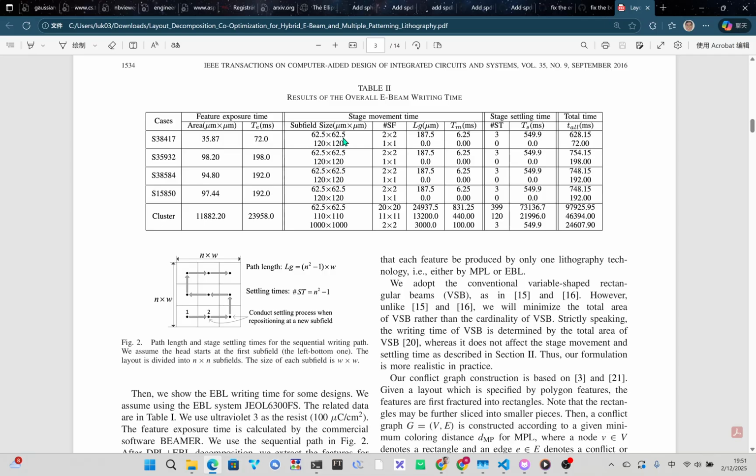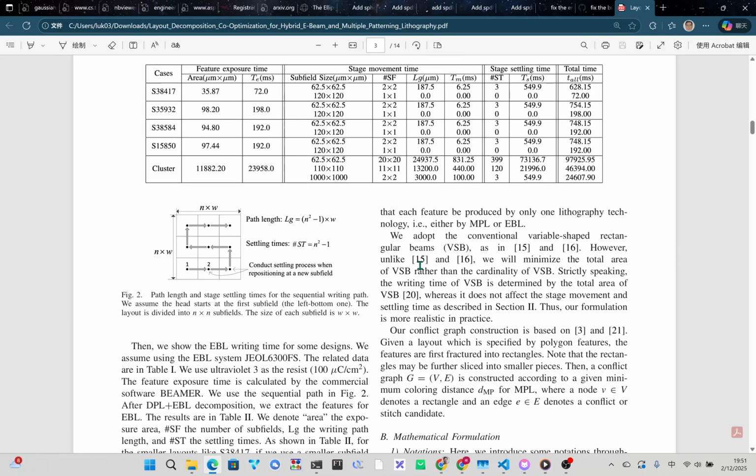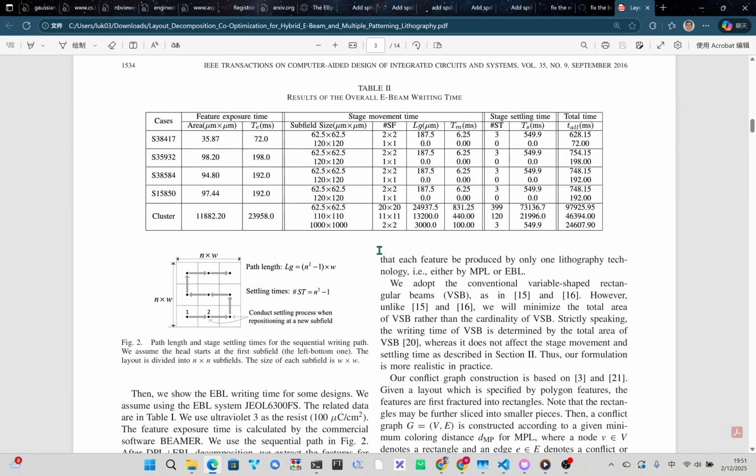Okay, let's nail this home with that staggering data point from the source material. In one of the complex test cases, S38417, when they had to use these tiny subfields, the actual feature exposure time was only 72 milliseconds. Right. But the stage settling time for all those required stops was nearly 550 milliseconds. 550. Yeah. So that pause time was over 7 times the length of the useful work time. It's a total throughput killer. That's amazing.